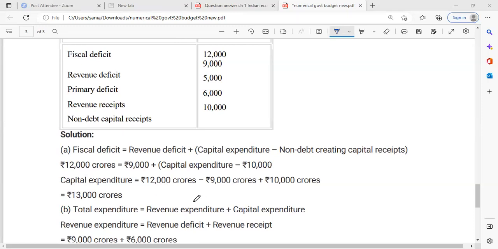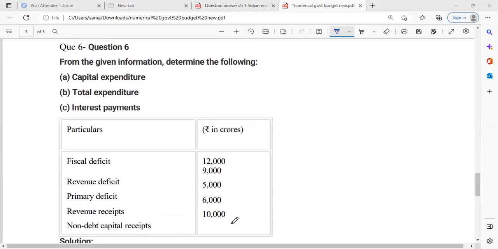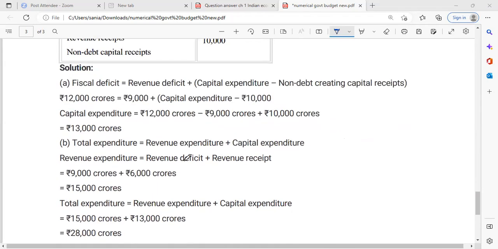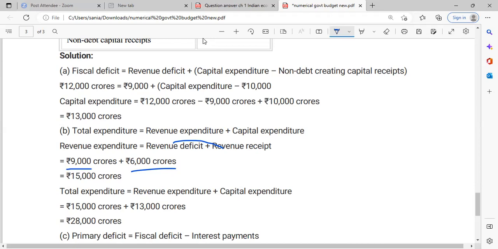Total expenditure equals to revenue expenditure plus capital expenditure, right? What do you have to find? 13,000. Yes. Wait. See, over here, this revenue expenditure is divided into two parts: revenue deficit and revenue receipt. So you have to just add these two, and then it will be 9,000, and capital expenditure is 6,000. So it will be 15,000. Total will be 15,000 plus 13,000. Clear? Okay, right. Yes. Clear. I directly took the right. Yes. Okay. 15,000.